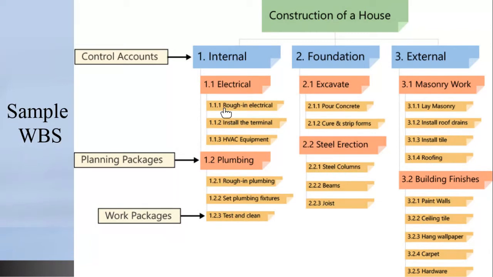Under electrical, you have rough-in electrical. Rough-in electrical means you're going to run your conduits in, you're going to put in your handy boxes, you're going to put in your meter boxes, you're going to put in your panel. That is a rough-in electrical, right? In addition to the rough-in electrical, you're going to install the terminals. So that is when you start putting in your plugs and your light sockets and stuff like that, right? And of course, for this particular project, it's a small project, so they have heating, ventilation, and cooling, which is HVAC equipment, your AC equipment.